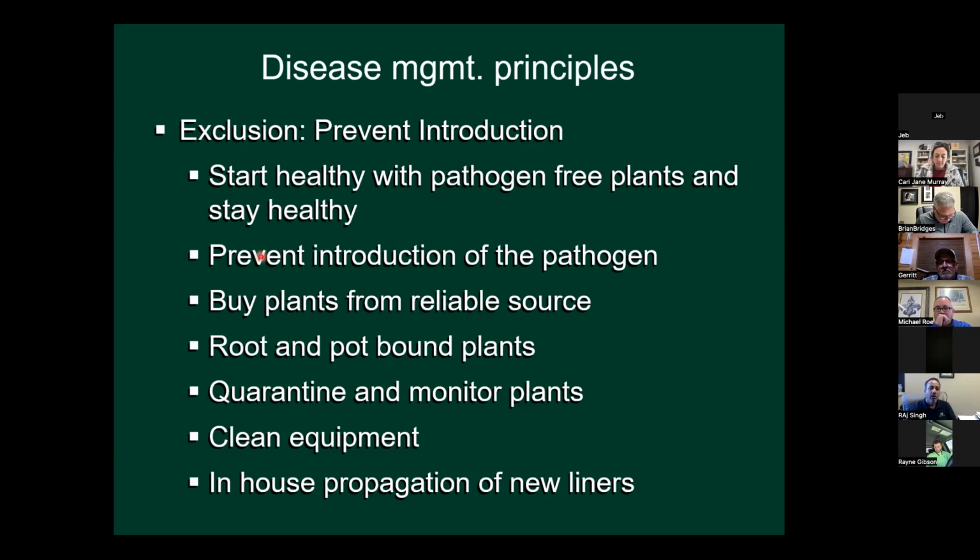So when you buy plants from an outside source, make sure you are buying them from a reliable source. Check the plants when they arrive, and check whether they are root and pot bound. Remember, in the beginning I mentioned that this condition is the same thing as soil compaction, because if they are root and pot bound, the water is going to sit there and not move out, and because they're stressed out, they will be more susceptible to plant pathogens. Quarantine.